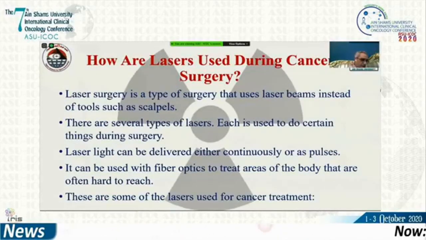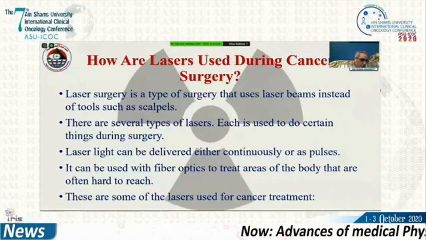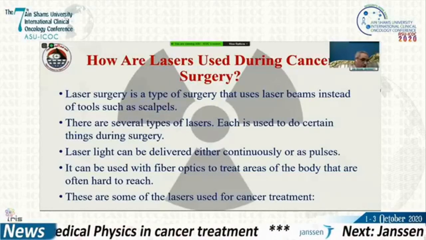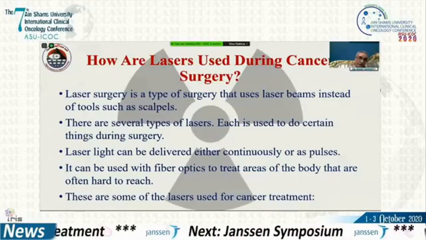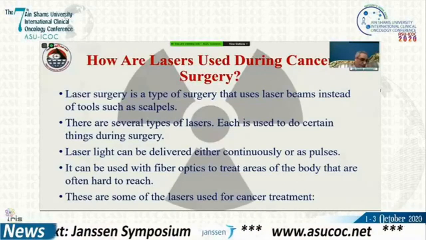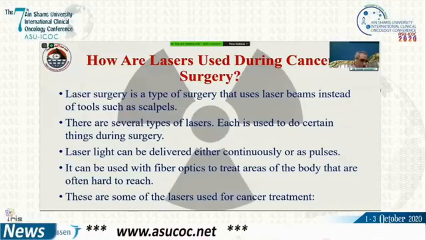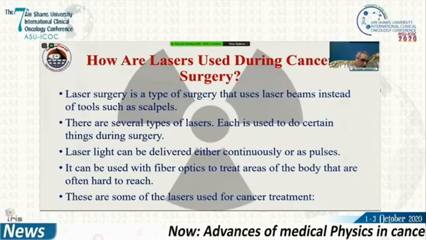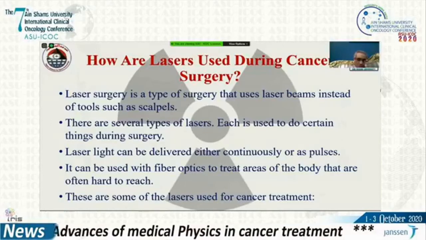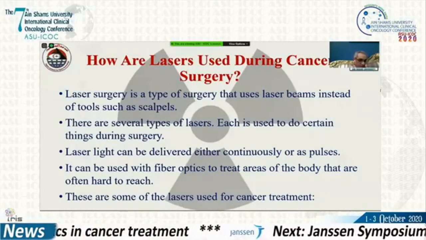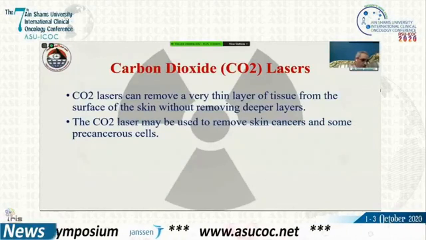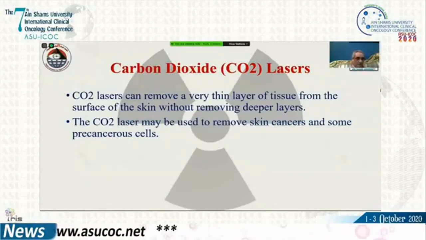In surgery, laser surgery is a type of surgery that uses laser beams instead of tools such as scalpels. There are several types of lasers. Each is used to do certain things during surgery. Laser light can be delivered either continuously or as pulses. It can be used with fiber optics to treat areas of the body that are often hard to reach. These are some of the lasers. In the following slides, we will show some of the lasers used for cancer treatment.